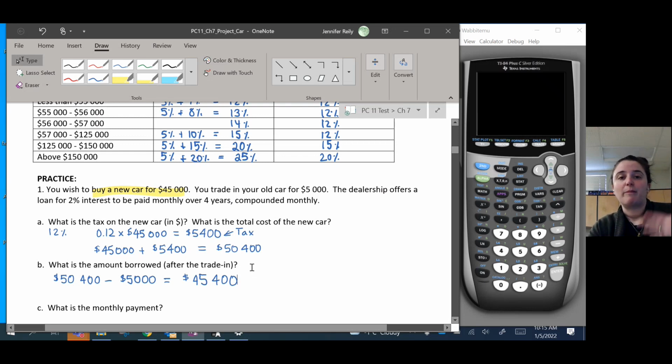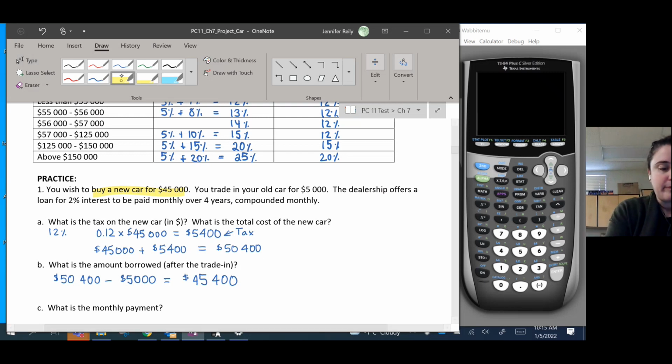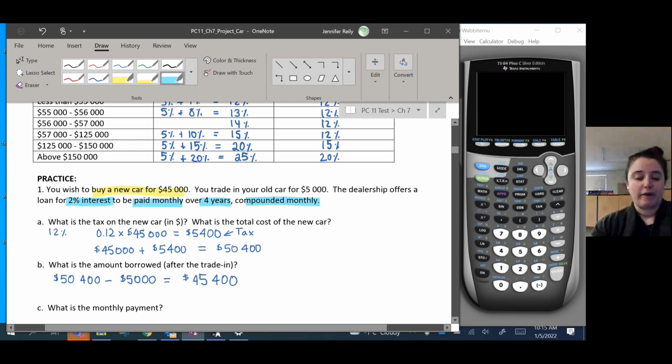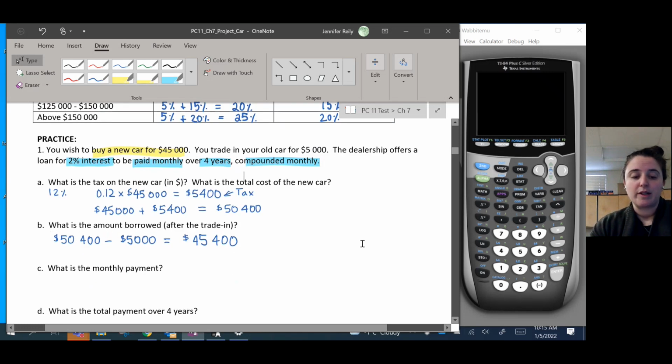Now, most people don't have $45,000 just in cash ready to hand over to the dealership. So they need to take out a loan and pay that off slowly. So that's what we're going to be doing here. And here's the information for the loan. It's 2% interest, paid monthly, 4 years compounded monthly. In lesson 7.4, we talked about regular payments, and we had a couple of equations for that, and we're going to be using one of those here.